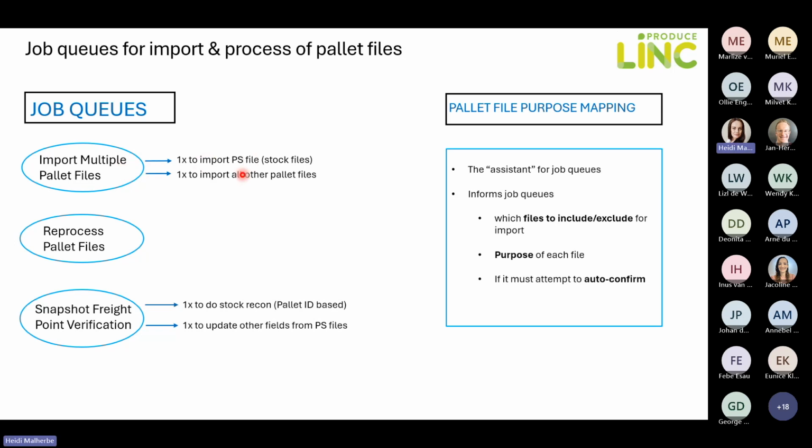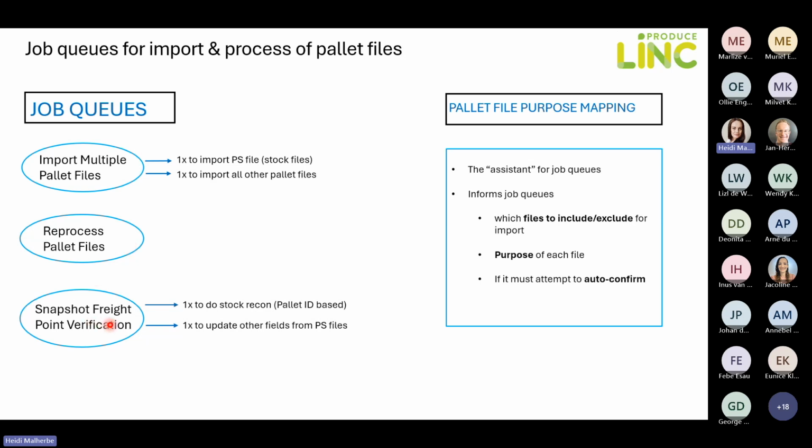We will see that we talk about splitting this up into two. We'll get into more details about that on the next slide. The second job is to reprocess your pallet files. It doesn't actually import anything, but it will churn through all your pallet files that are already imported and try and recheck them, validate them, process them. More details in the next slide.